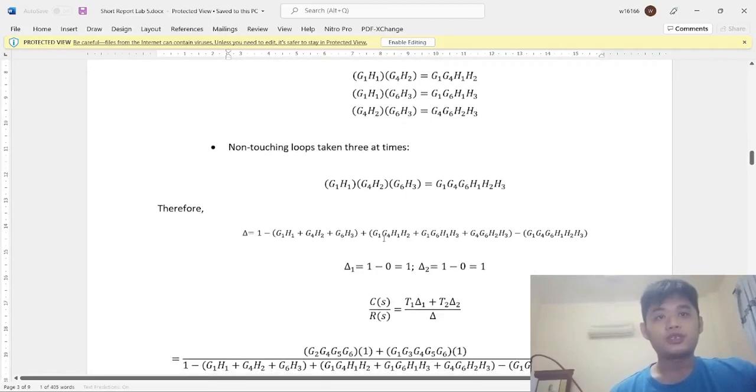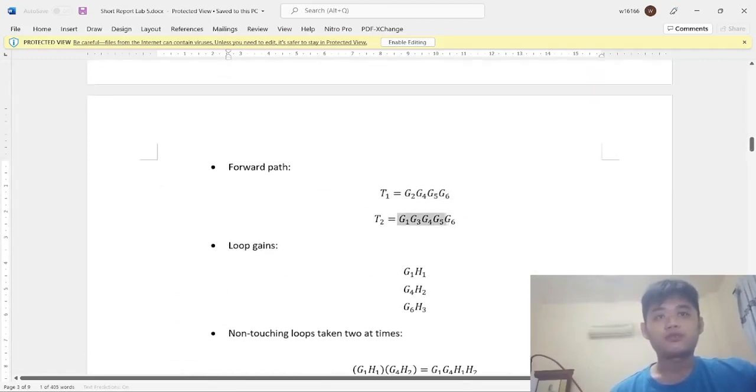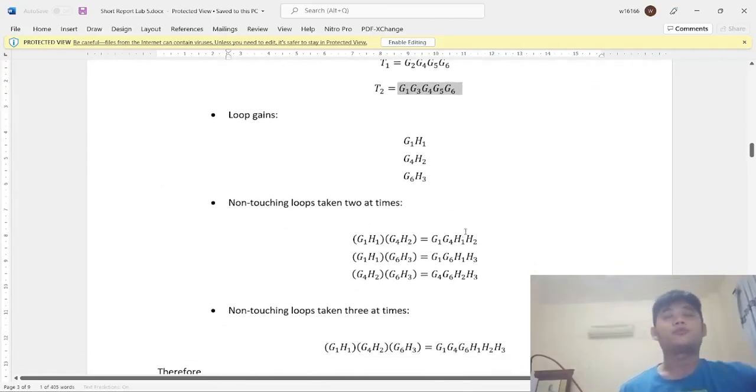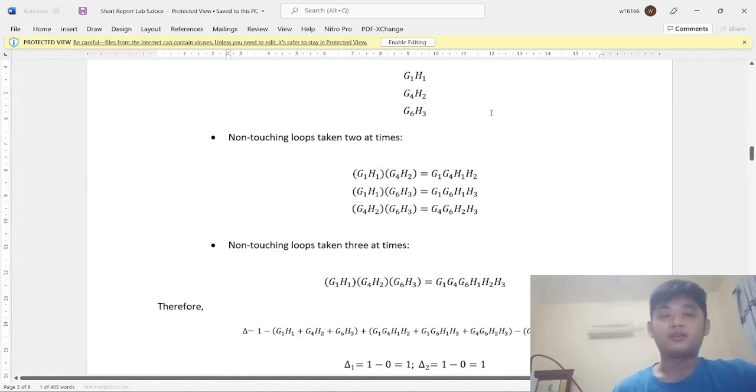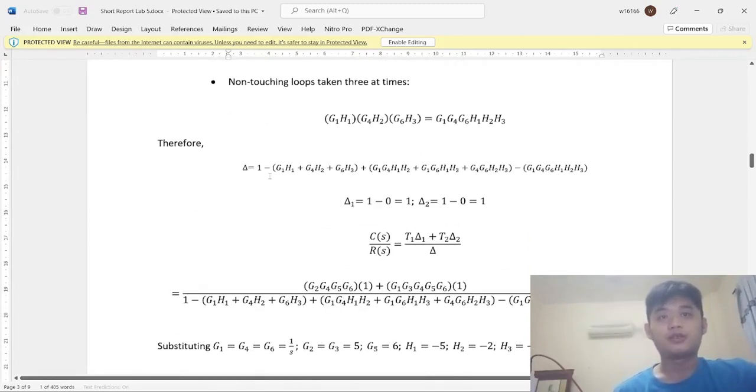And then the second one, which is the T2, is going to be this G1, G3, G4, G5, G6, multiplied with the delta 2, which is also 1. So it's going to be G2, G4, G5, G6 plus G1, G3, G4, G5, G6. And these two are going to be divided by the delta, which is this.